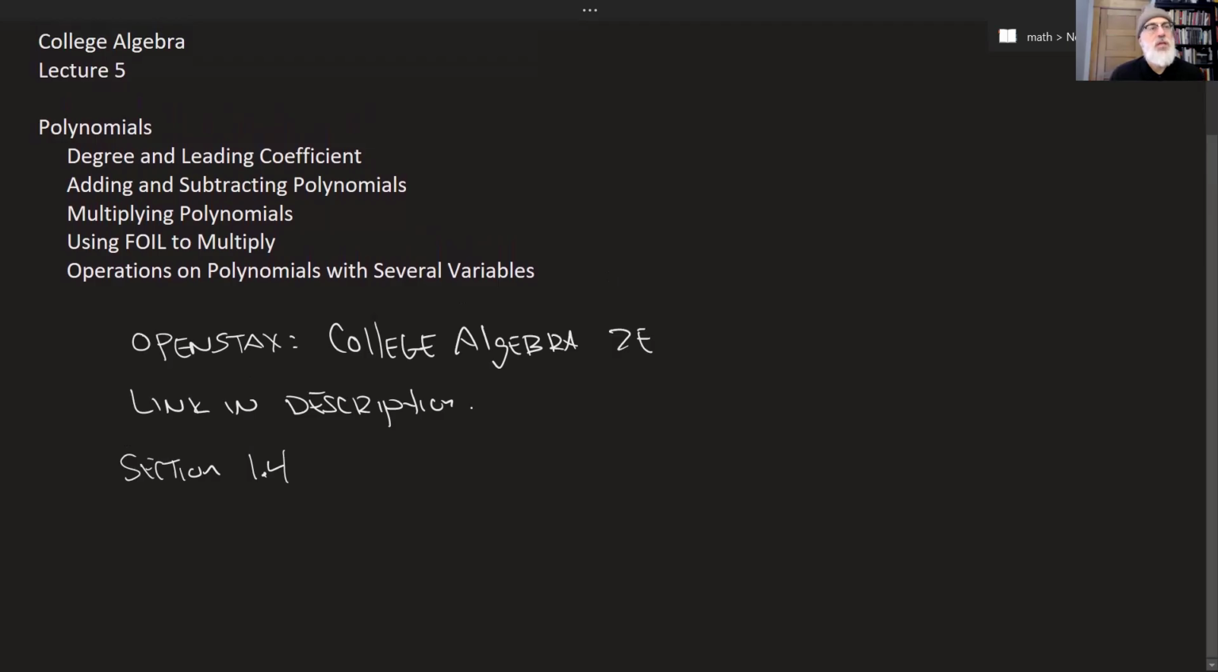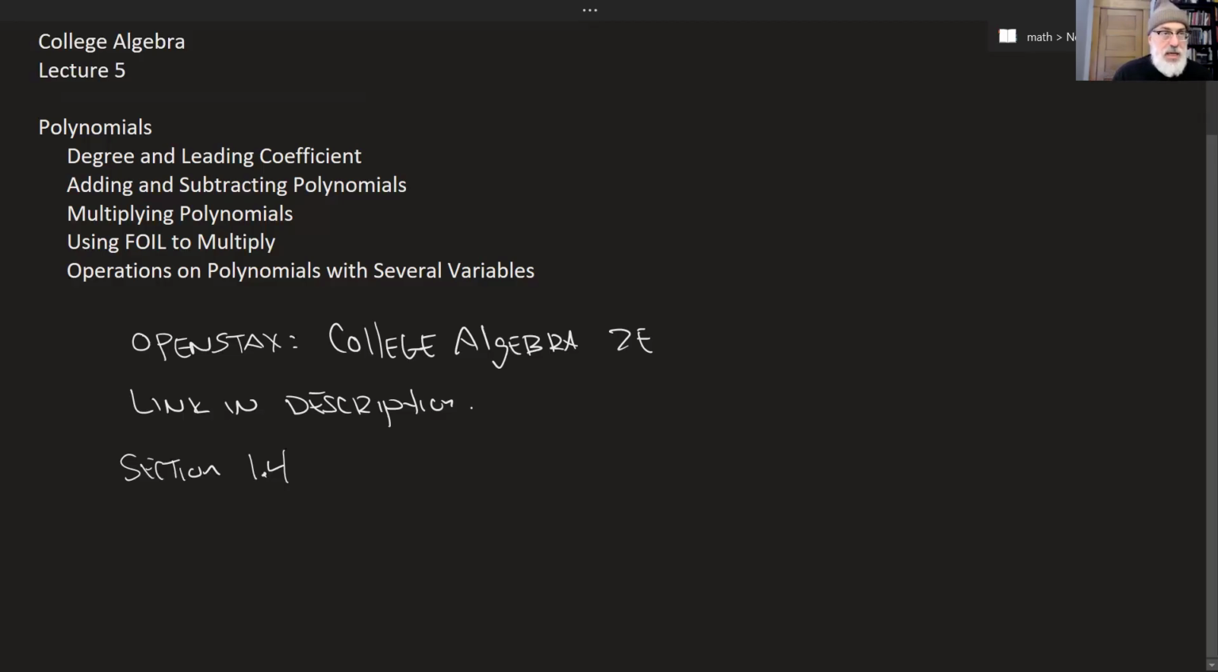And hopefully after the video, you'll be able to identify the degree and leading coefficient of the polynomial. You'll be able to add and subtract polynomials. You'll be able to multiply polynomials. You'll be able to use FOIL to multiply polynomials, and you'll be able to perform operations on polynomials with several variables.